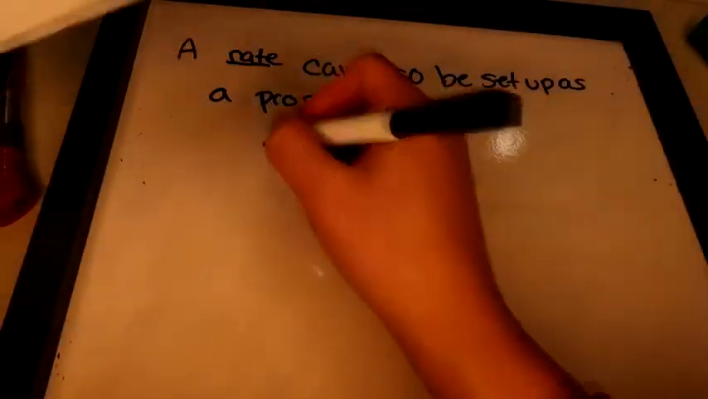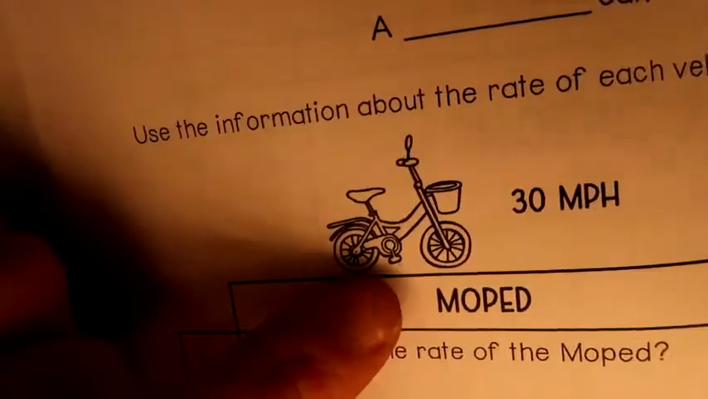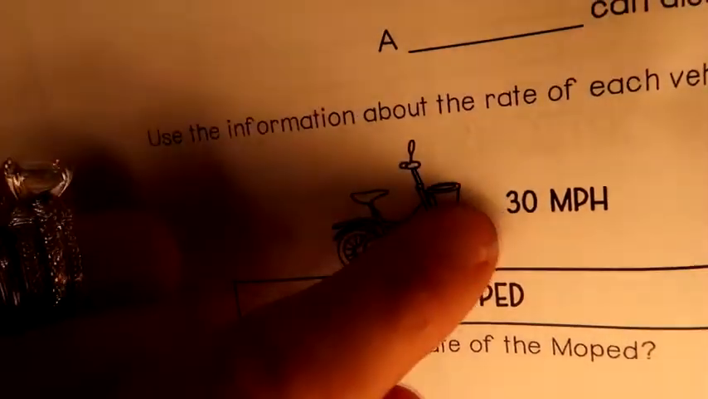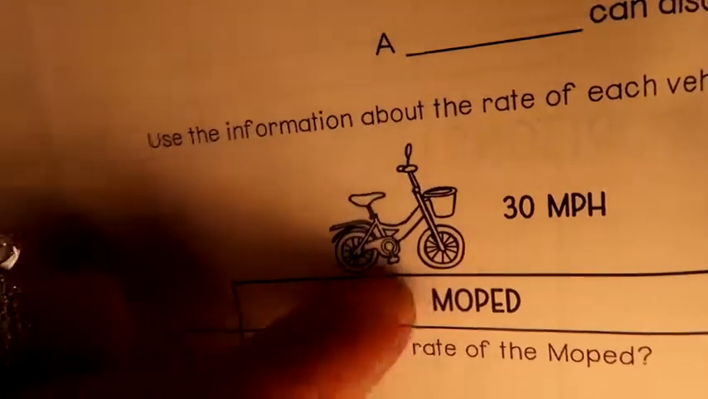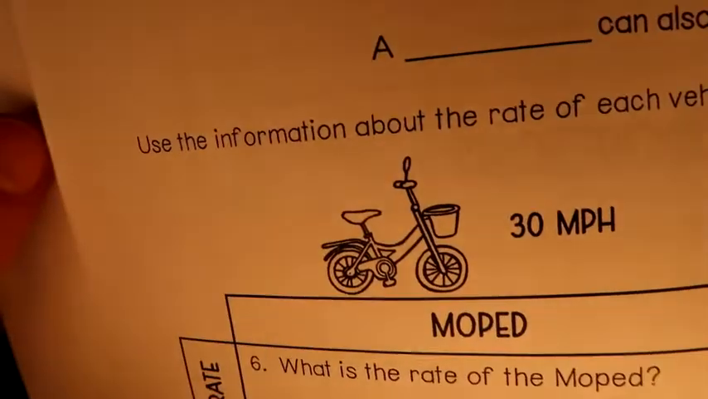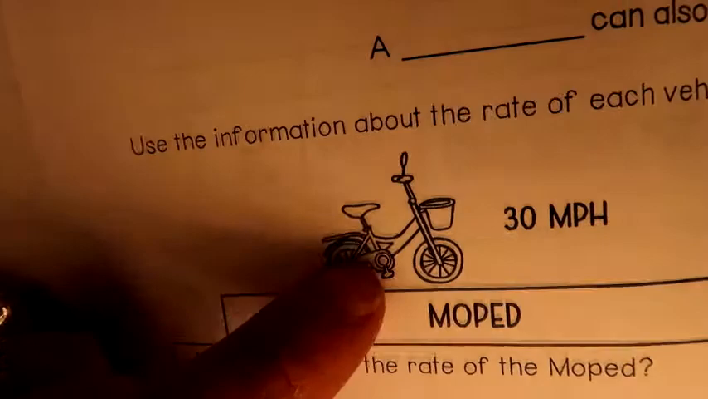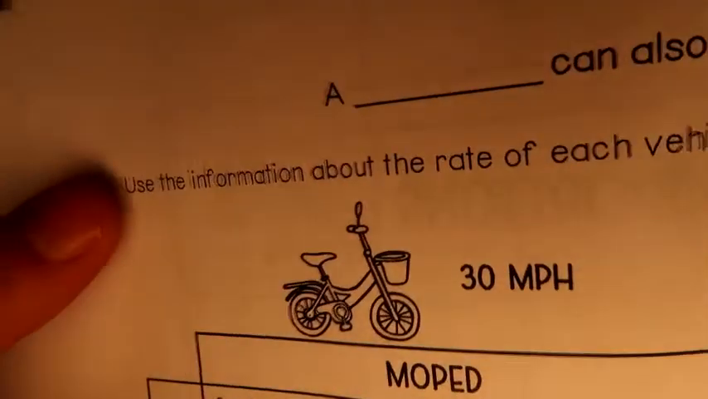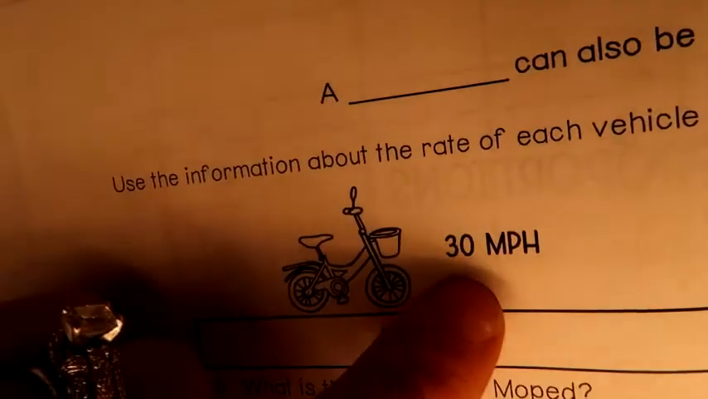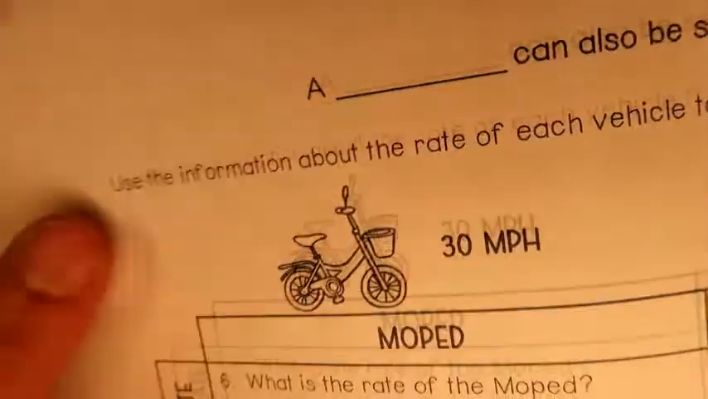All right, the moped, which if you look, this is my problem with this clip art. This is not a moped. This is clearly a bicycle because look, it looks like a pedal. This is not what mopeds look like. This is a bicycle. But let's move on, talk more about math. It says 30 miles per hour.